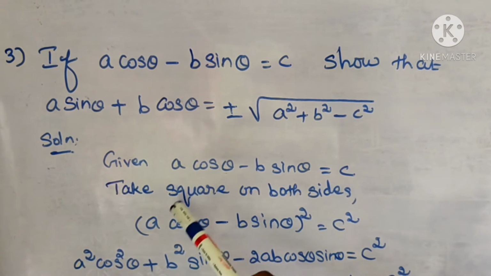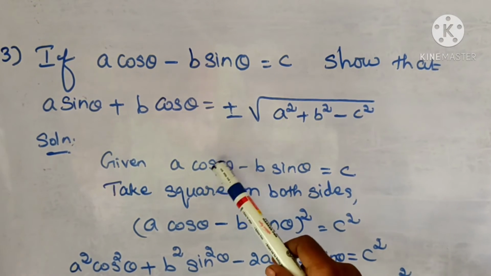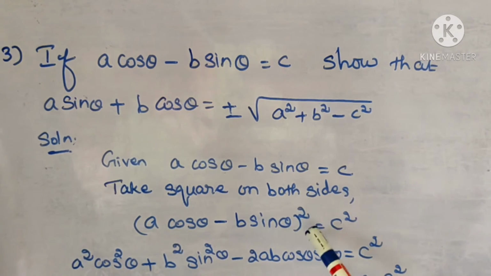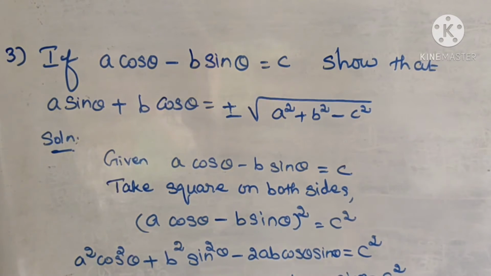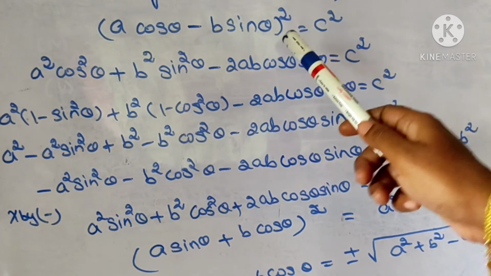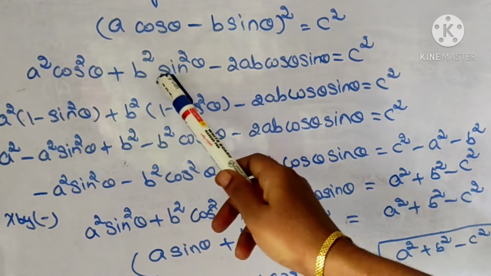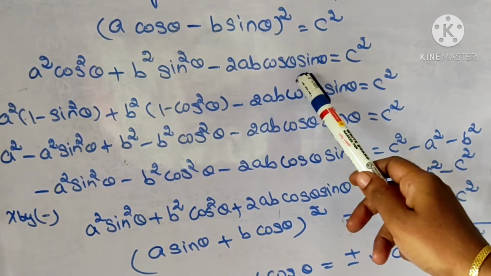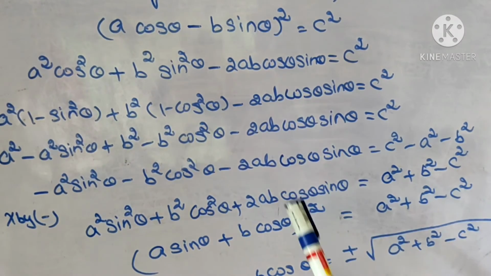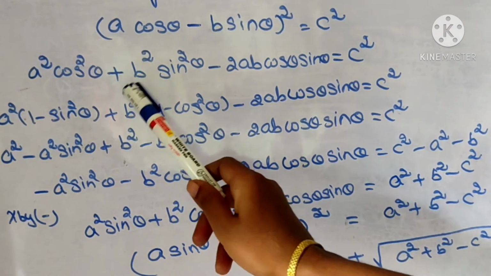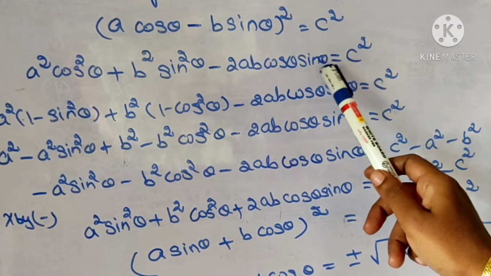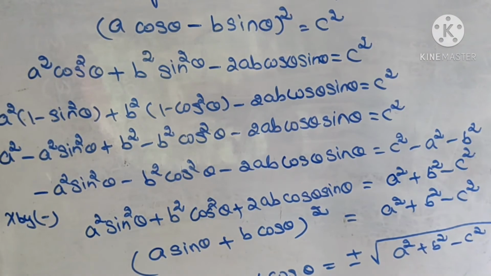Okay, so you take the square on both sides of the given value. So A cos theta minus B sin theta the whole square is equal to C square. Write the expansion of A minus B the whole square: A square plus B square minus 2AB. So in the A place you substitute A cos theta and in the B place you substitute B sin theta. So A square cos square theta plus B square sin square theta minus 2AB cos theta sin theta is equal to C square, the right side value.